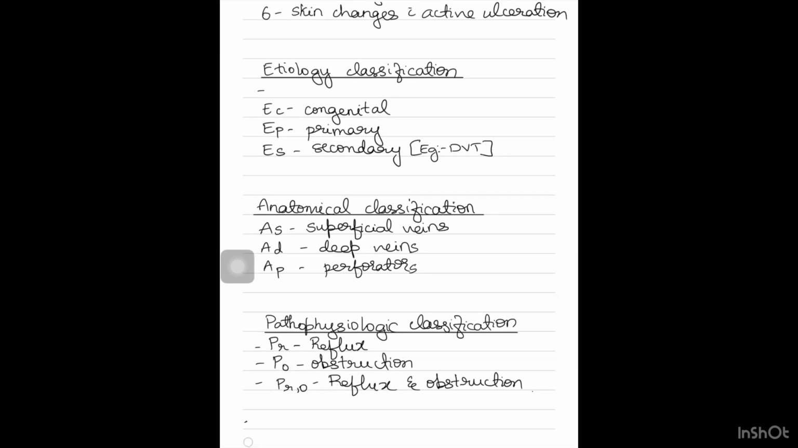Then the etiology. What is the etiology for the development of varicose vein? EC is congenital, where there are abnormal valves or venous development present since birth. And EP is primary. Primary is where the cause is not known, and most of the varicose veins that we treat are primary. ES is secondary, that is mainly because of deep venous thrombosis causing obstruction in the deep veins. The pressures are transmitted to the superficial veins for the development of varicose veins.